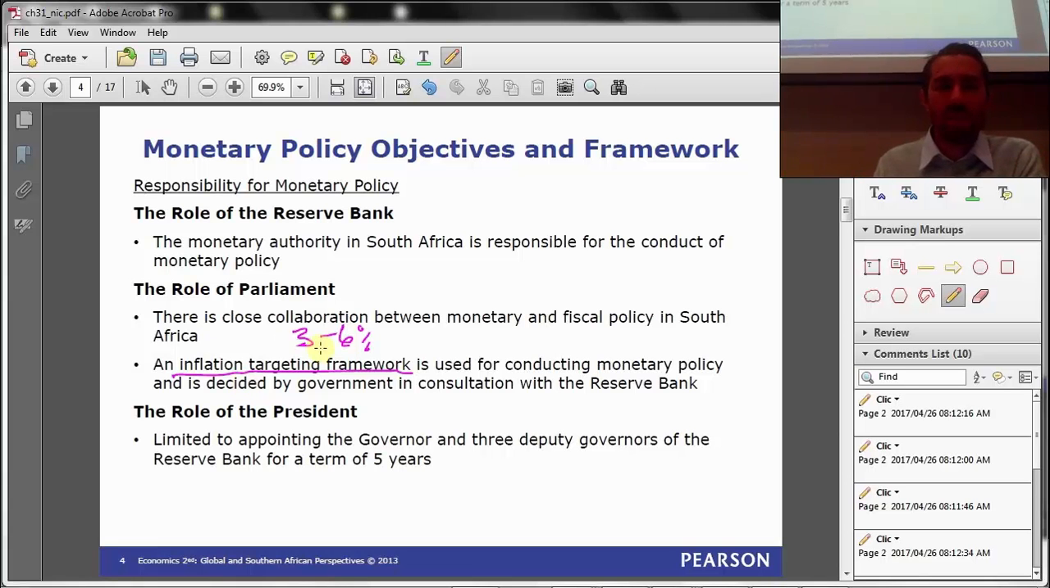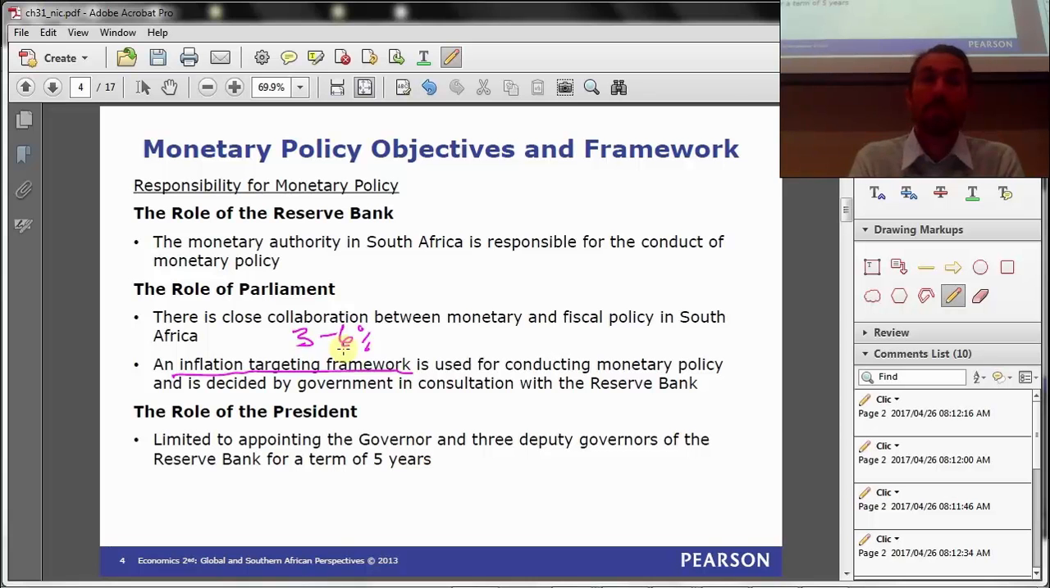Anyone know what the inflation target is of the US Fed? Yeah, it's around 2%, right? The UK? Also around 2%. Okay, so our inflation target is quite a lot bigger than some of the other developed economies that also have inflation targeting as a framework, which is interesting.